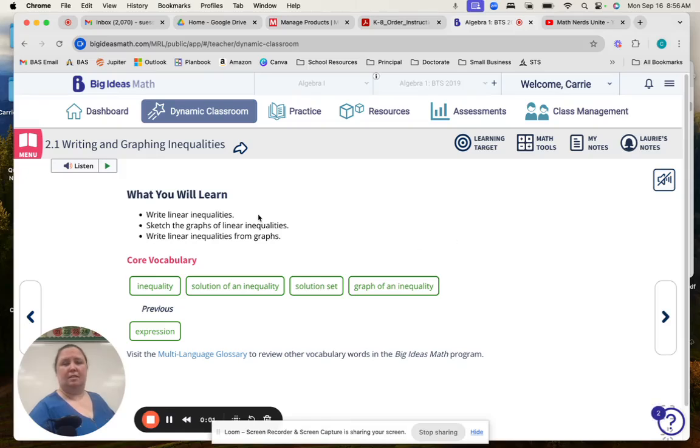All right, this is lesson 2.1, writing and graphing inequalities. You guys need to be writing the vocabulary. You have 4 vocab words. If you don't know what expression means, you need to write that one as well.